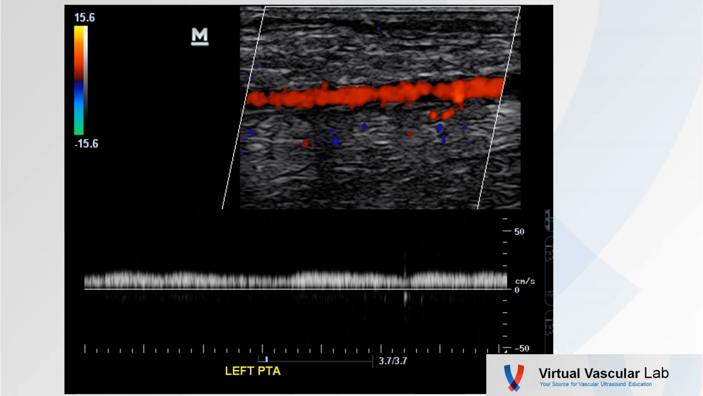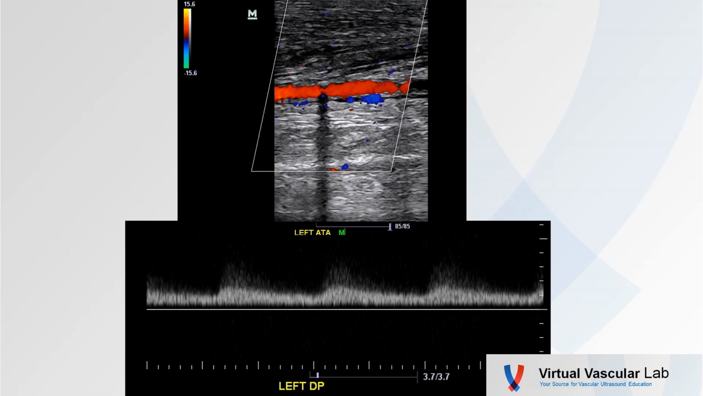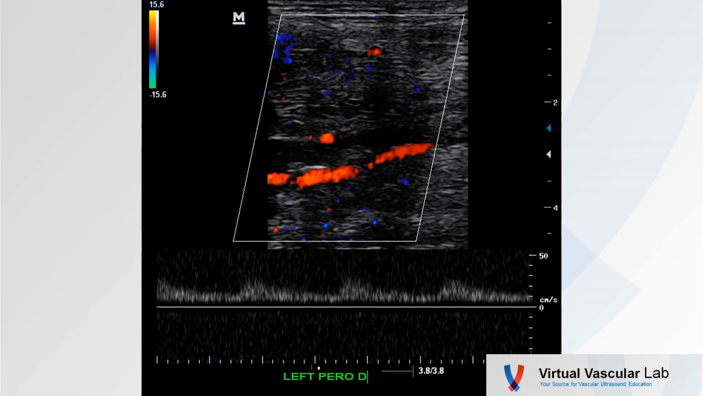Actually, all the runoff vessels were pretty good. Here's the posterior tibial artery. Pretty widely patent, a little medial calcification, but look at that waveform, almost non-pulsatile. Here's the anterior tibial in the mid to distal part of the lower leg, and a spectral waveform from the dorsalis pedis, highly abnormal. And the peroneal artery, this is kind of in the mid to distal lower leg. Again, a reasonable diameter vessel, but again, a highly abnormal spectral waveform.